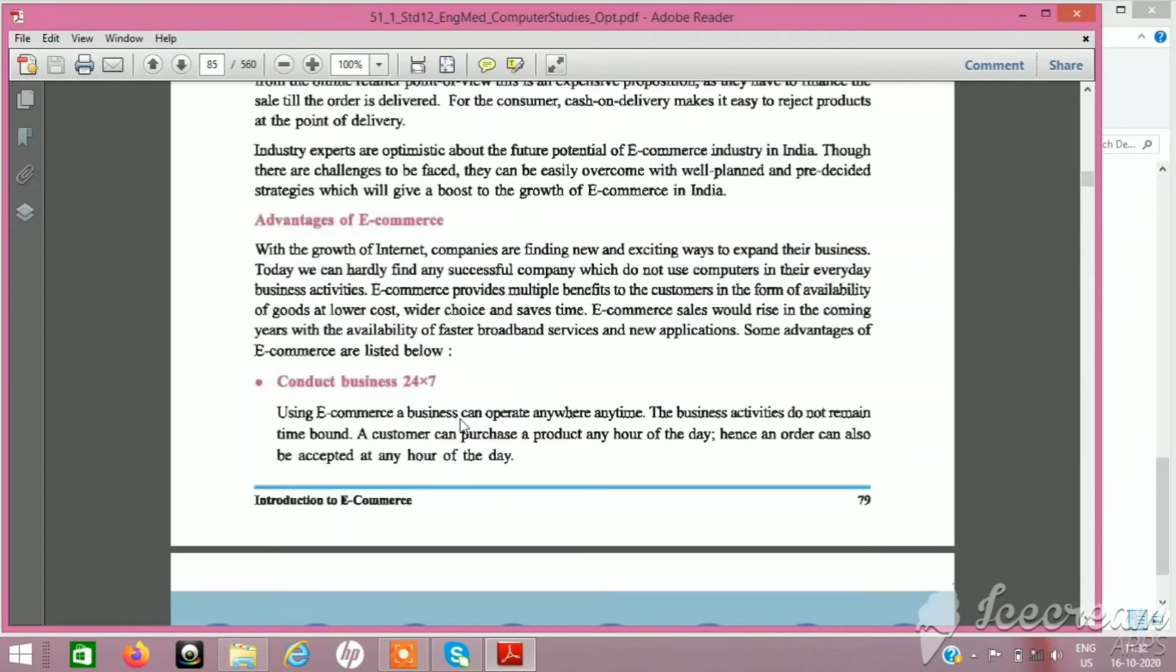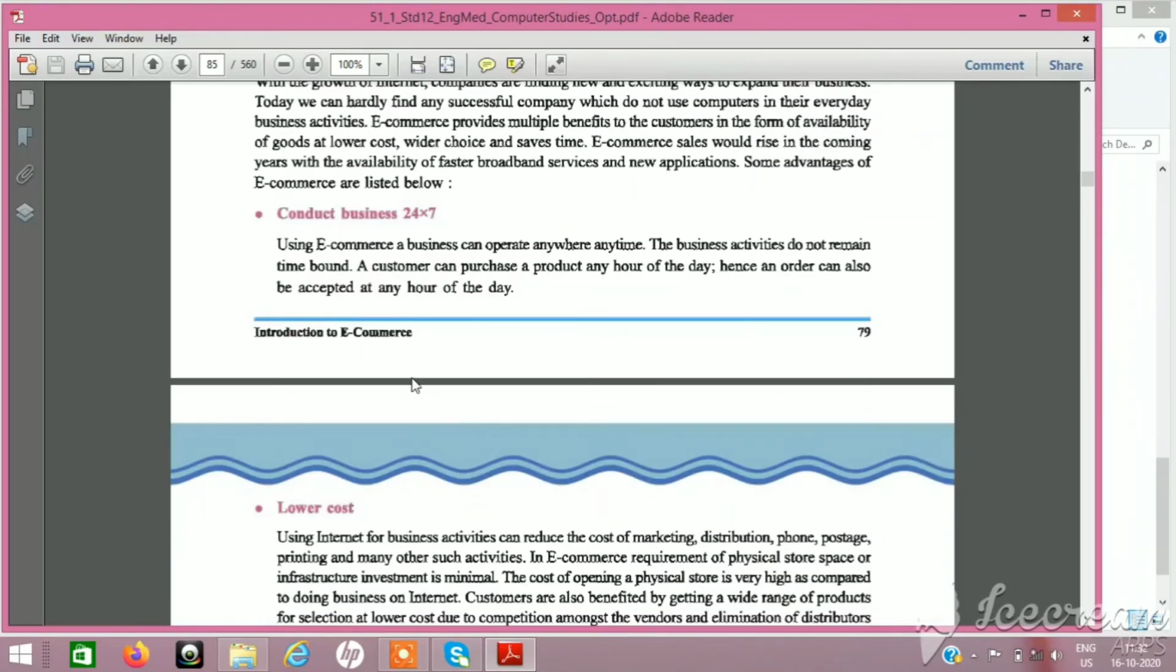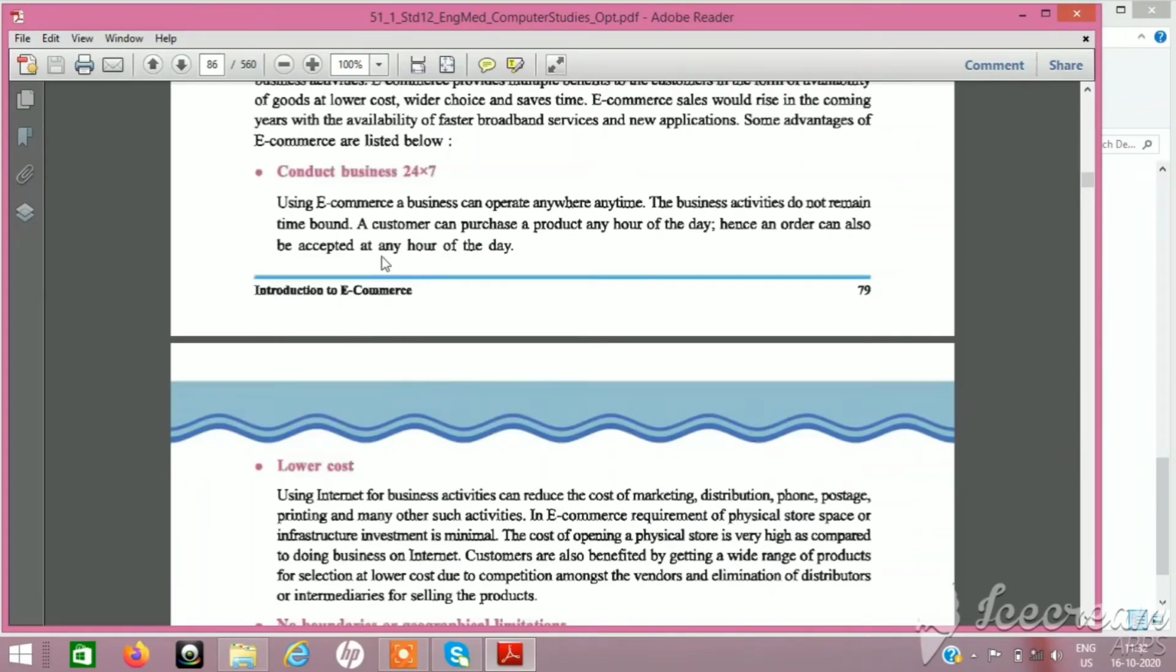Now the advantages of e-commerce. The first advantage is conducting the business 24/7. You can conduct the business 24/7 through e-commerce. The business activities do not remain time bound. A customer can purchase a product at any hour of the day. Hence, orders can also be accepted at any hour of the day.